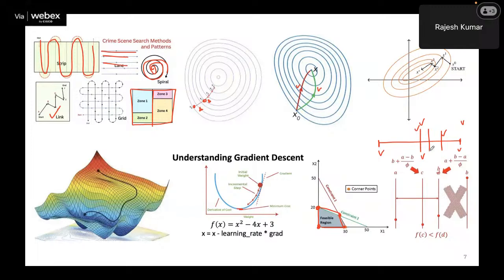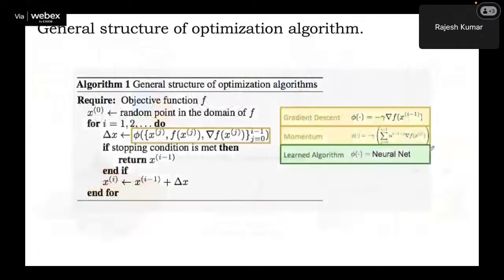So there are other such methods like you can say golden section method, Fibonacci series method, and all those methods. They come under this category. All these are optimization techniques. So when you summarize it, this is a very good snapshot I've taken from a research article, and this is a general structure of all the algorithms.